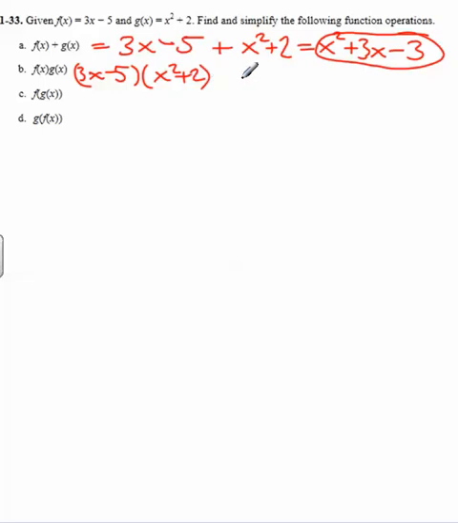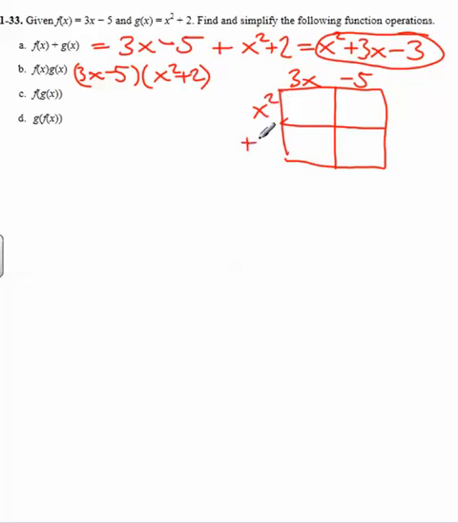And in this case, we're going to need to distribute or use a generic rectangle to organize this. I'm going to go ahead and show using a generic rectangle so we can get a nice review of that. So we're going to put this on one side. How about we do 3x minus 5 across the top and x squared plus 2 down the side.